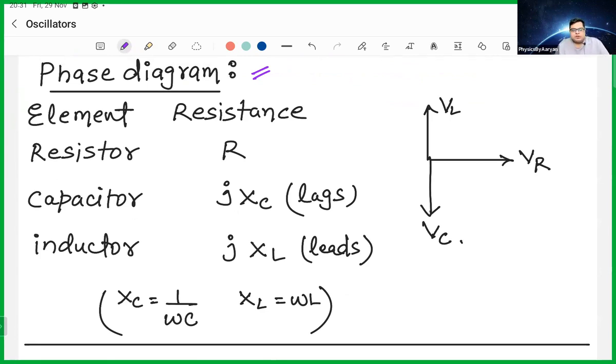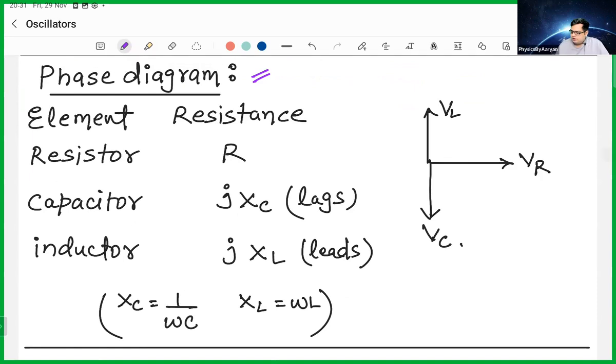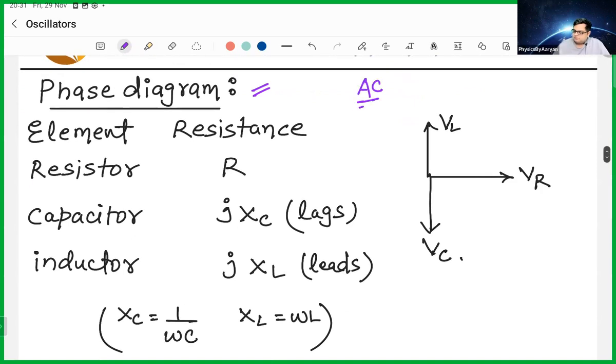What is a basic idea? So in AC signals, whenever you are in AC signals, two things are important: the magnitude of the voltages, and also the phase of the voltage. So let's be very clear. If you have a resistor, then the voltage on a resistor is VR.